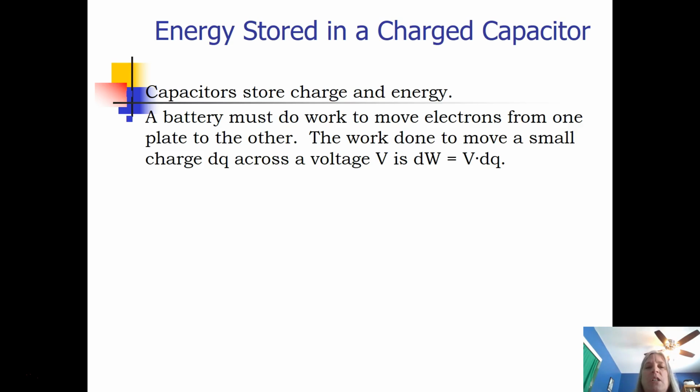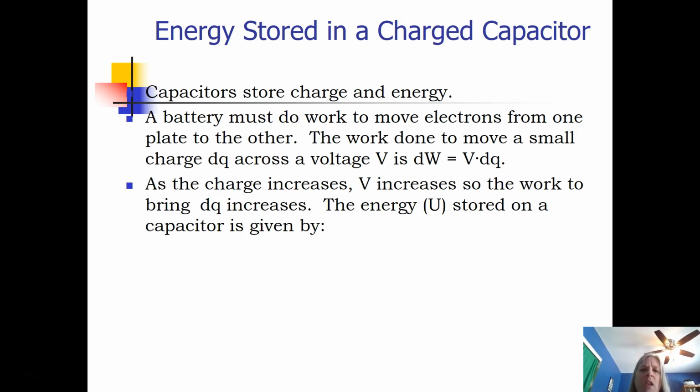So there has to be work done to move this charge from one plate and knock it off the next plate. But as you can imagine, as we add charge, that repulsive force is going to increase. So the work that we have to do every time we add another charge to the plate is more. It takes more and more force, which means I'm doing more and more work every time I have to put a charge on the plate. As the voltage increases, the amount of energy that we're storing increases.